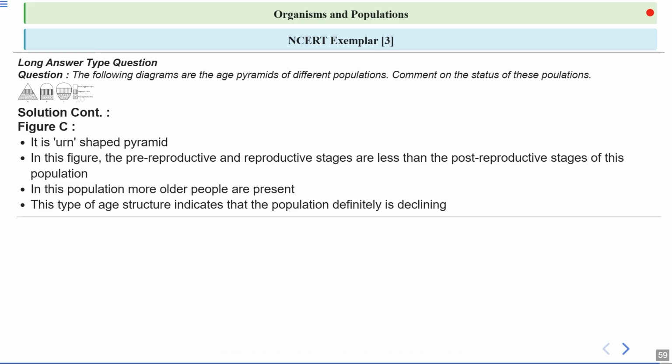An urn-shaped age pyramid, also known as an inverted pyramid, is a graphical representation of a population with a declining birth rate. Why a declining birth rate? Because more individuals are in the post-reproductive phase and there is a high proportion of older people.